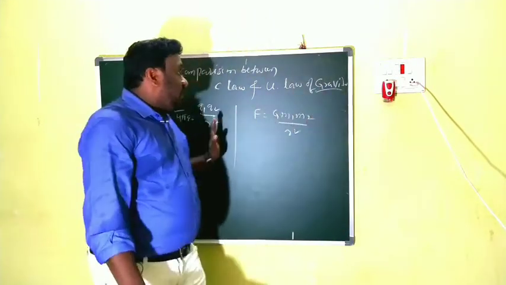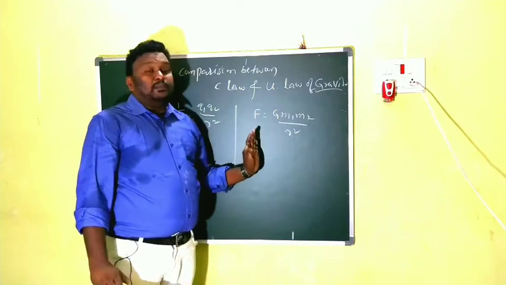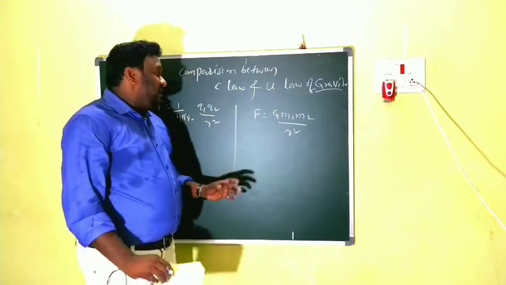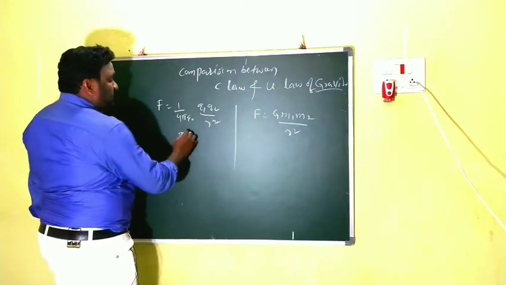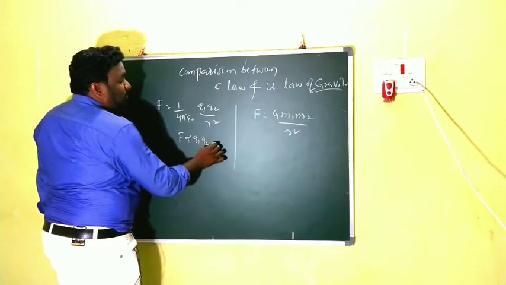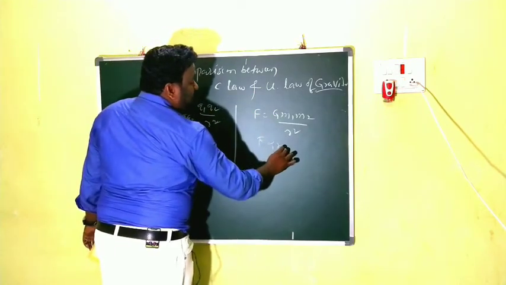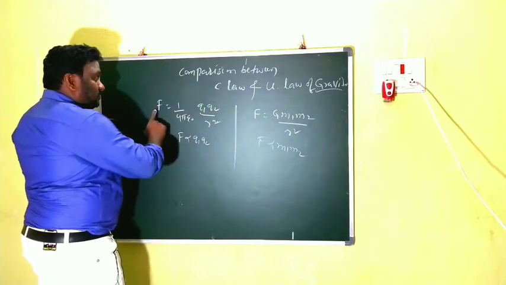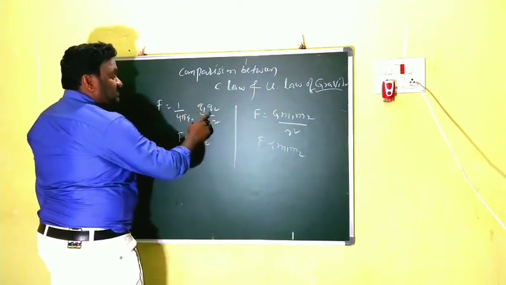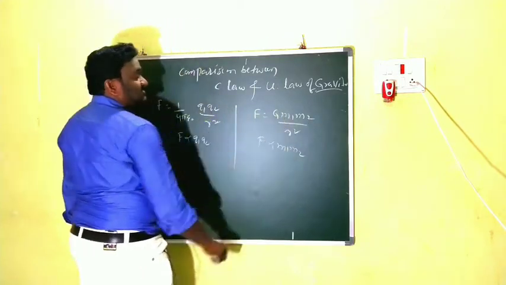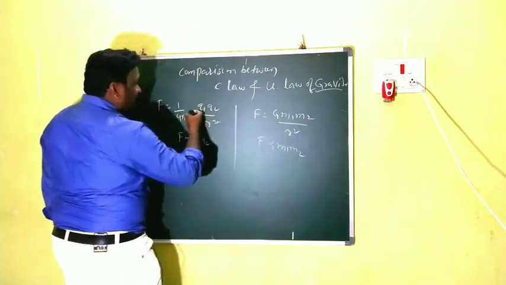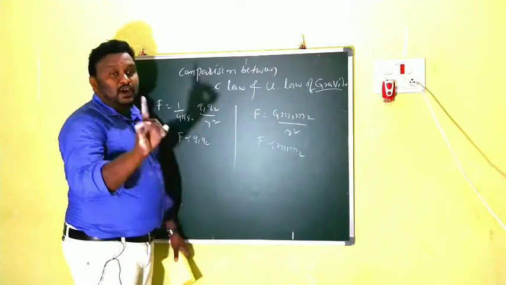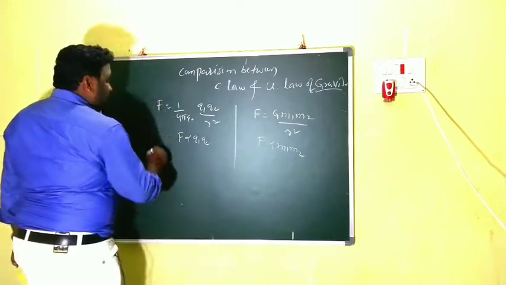So here, the first thing is I am going to talk about the common properties. What is the common property? Here F is proportional to Q1 Q2. Here F is proportional to M1 and M2. That means directly proportional to the product of charges and product of masses. Here in terms of masses and here in terms of charges. That is the one common property.